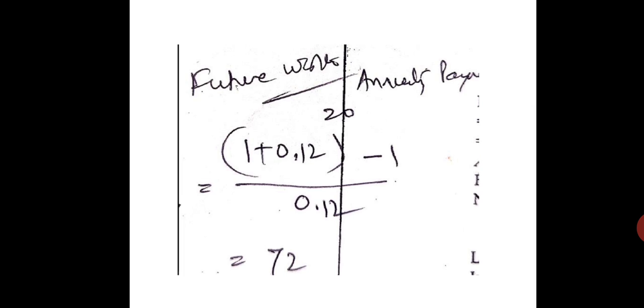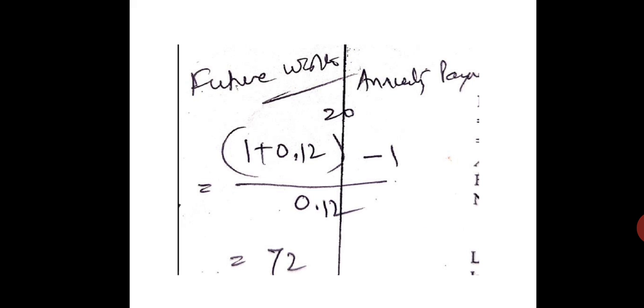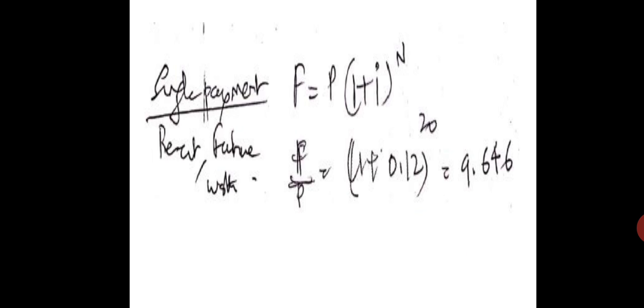Now we will see here. For the annual payments, (1 plus i) raised to n minus 1, divided by i, where i is 12%, that is 0.12, and n is 20 years here, you get 72. This is what you have used, 72, for the 7 lakh 20,000 rupees you are getting every year. Secondly, the future amount of the present amount, that is the 20 lakhs we are investing: F is equal to P times (1 plus i) raised to n.